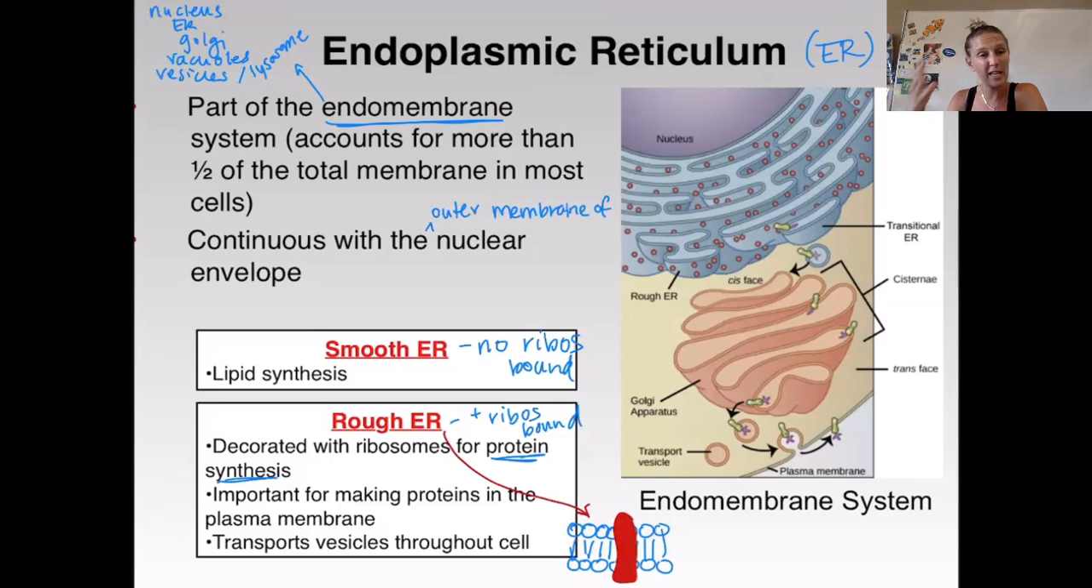But in general, there's kind of a flow of membrane from the ER to vesicles, just little sacs of membrane, to the Golgi, out of the Golgi to vesicles, and then out to the plasma membrane. And that together is a lot of the endomembrane system.